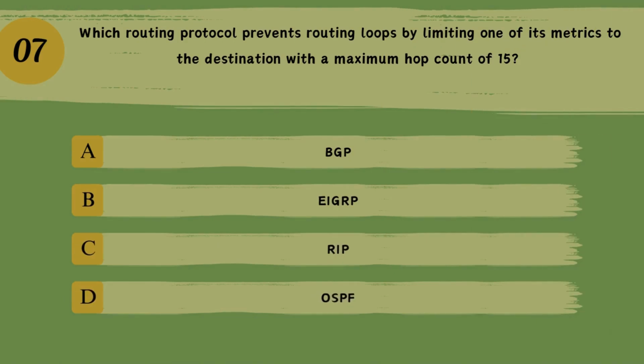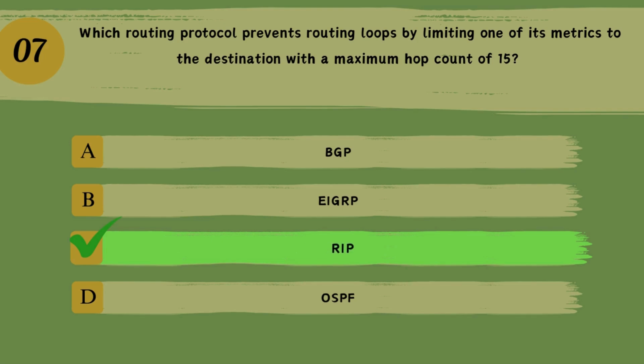Question 7. Which routing protocol prevents routing loops by limiting one of its metrics to the destination with a maximum hop count of 15? A. BGP. B. EIGRP. C. RIP. D. OSPF.